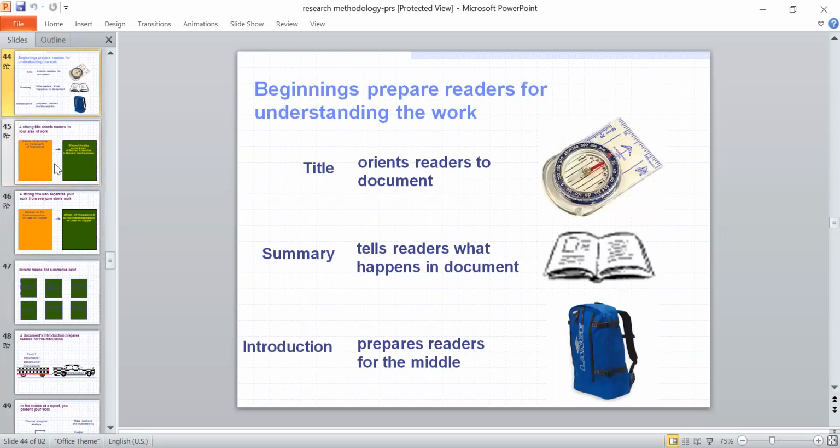Prepare readers for understanding the work. We used to get many articles for review. First we see the abstract, what the author wants to say, whether this work is novel or not. If they do that very well, then they will send it to three reviewers. Even if two reviewers accept, one reviewer may not accept.